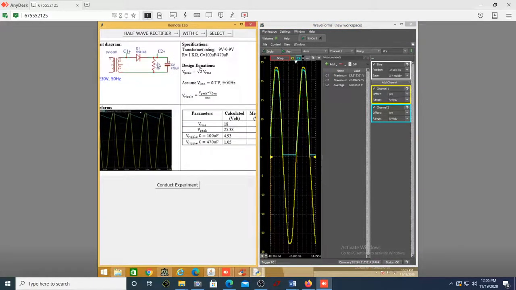This is my C filter. You can see we have a resistance R1 of 1 kilo ohm, and for C I can select from 470 microfarad and 100 microfarad. Let me select 100 microfarad and then conduct the experiment. You can see as soon as I say conduct experiment, let me just stop this.